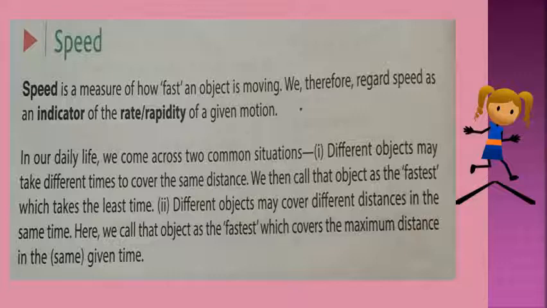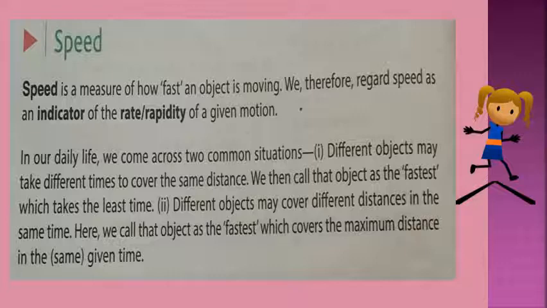We therefore regard speed as an indicator of the rate or rapidity of the given motion, whether the motion is fast or slow or no motion. All these things are related with speed. In our daily life, we come across two common situations. Different objects may take different times to cover the same distance. We call that object the fastest which takes the least time.